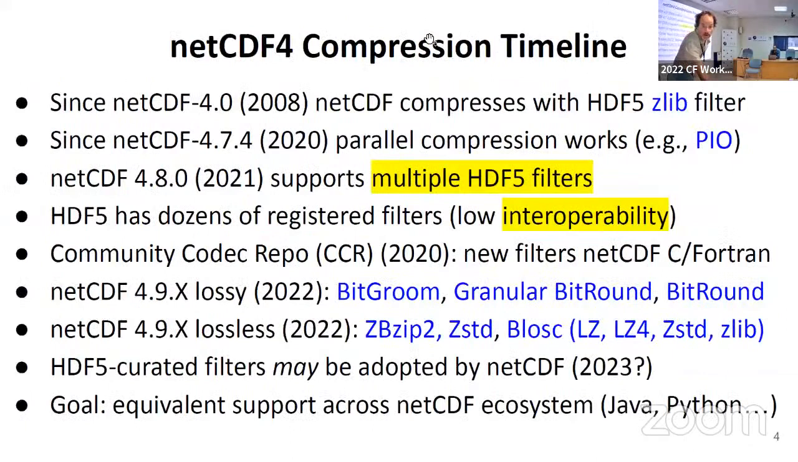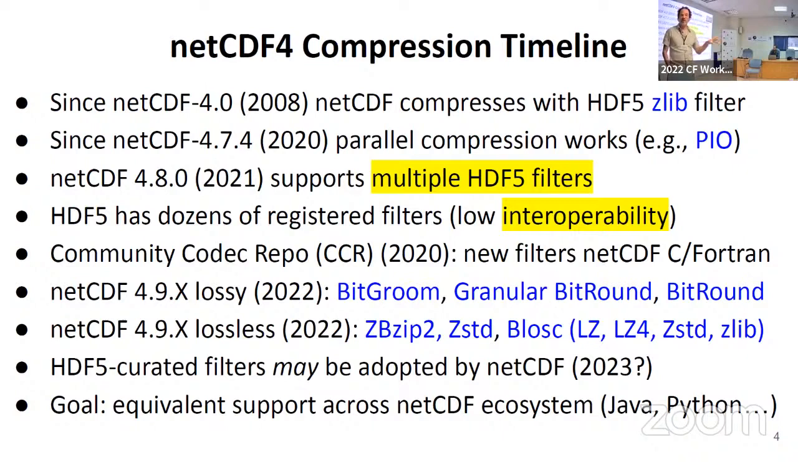Okay. So I'll start off with a timeline very quickly. This includes all compression in netCDF, lossy and lossless. So going back to the beginning of netCDF 4, it's always supported zlib, which you might know by its other name, gzip, the GNU compressor. And that compressor, that codec, that compressor-decompressor, has worked in parallel in the netCDF parallel PIO library, for example, for a few years. So you can do your compression in parallel on HPCs, and that's great.